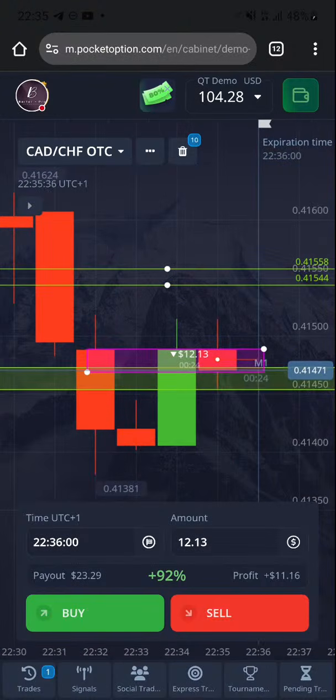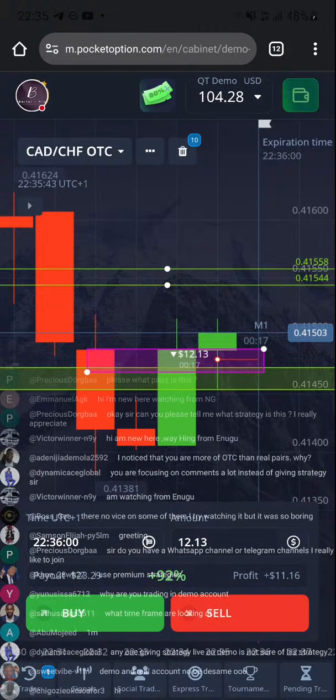So you can see this now. Now, another way I could have done something better with this trade is to take the trade above this round number.